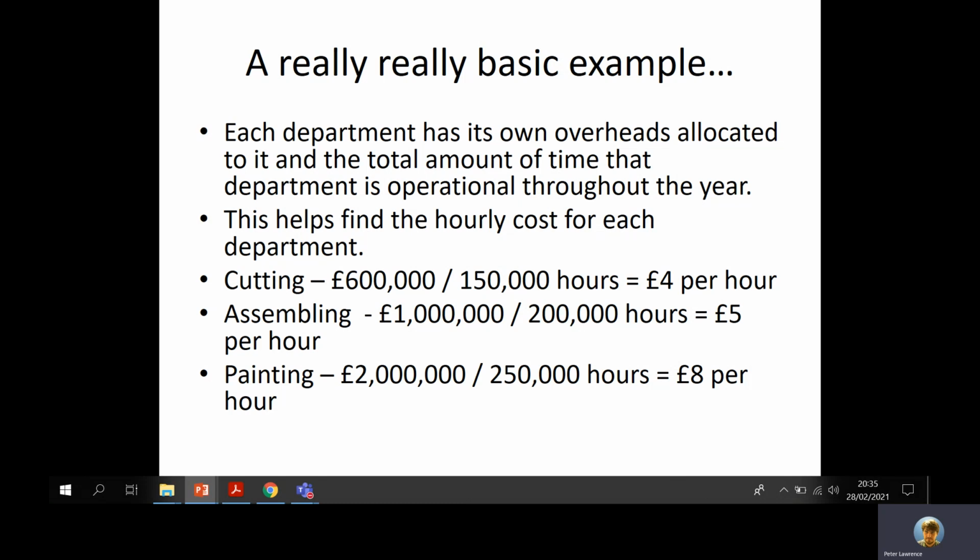Simple so far. What we've done there is just calculate the overhead cost per hour. If we know the total overheads and we know the total hours that department is open for, we can work out what the overheads are per hour. Relatively straightforward so far.